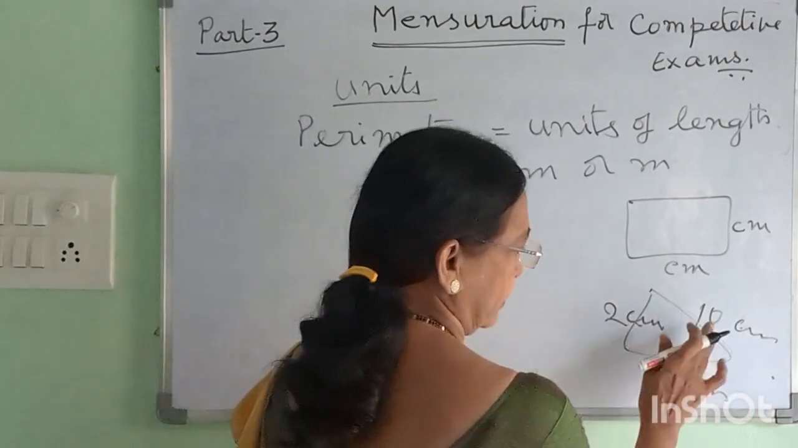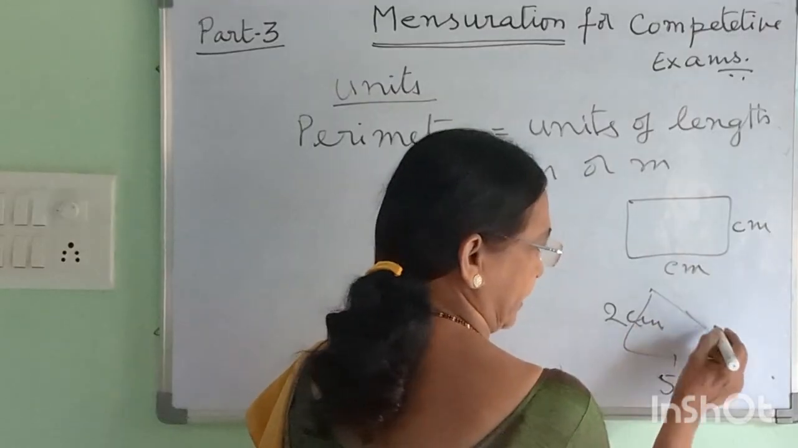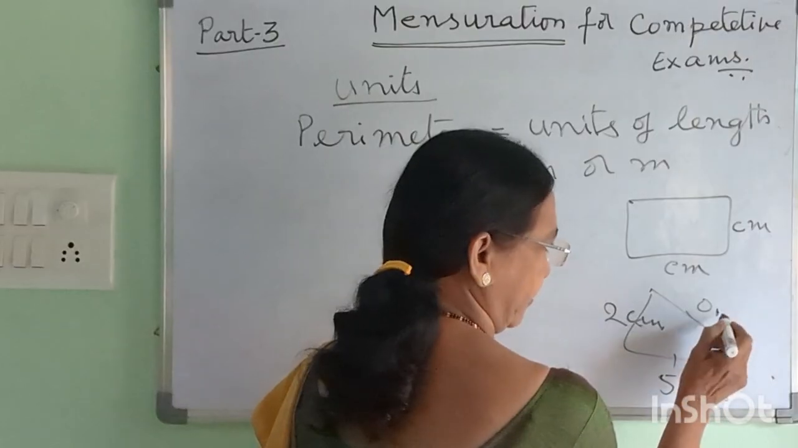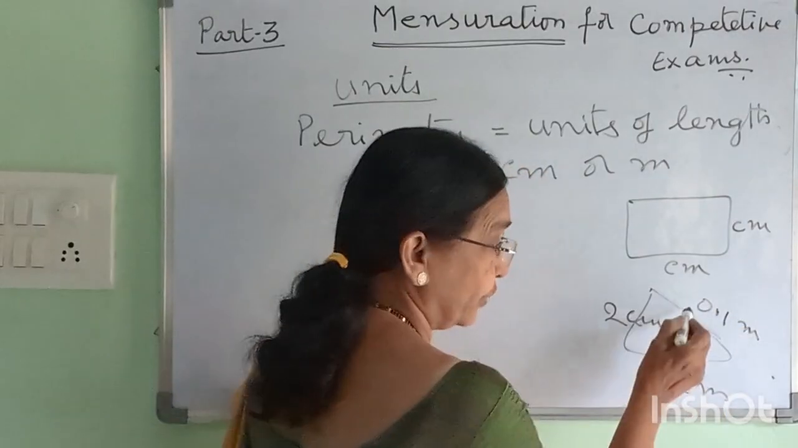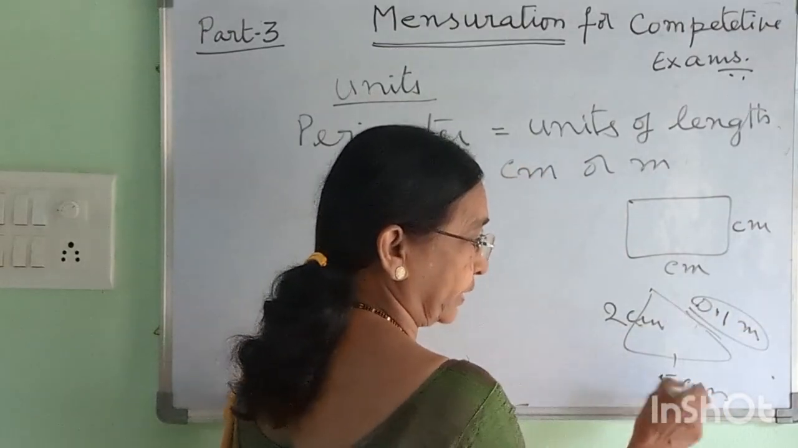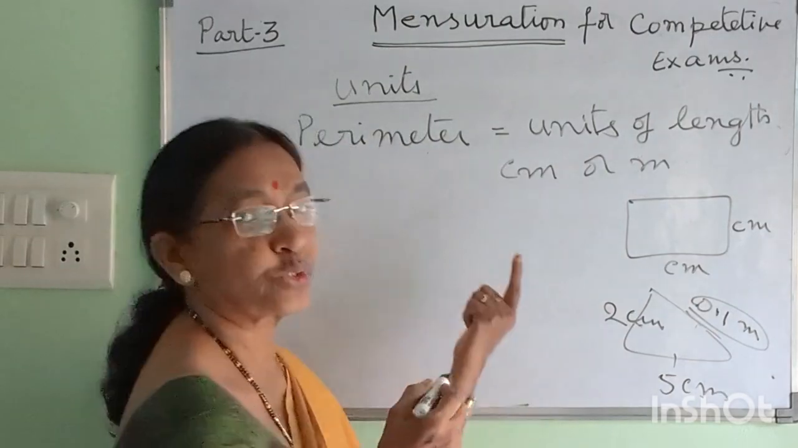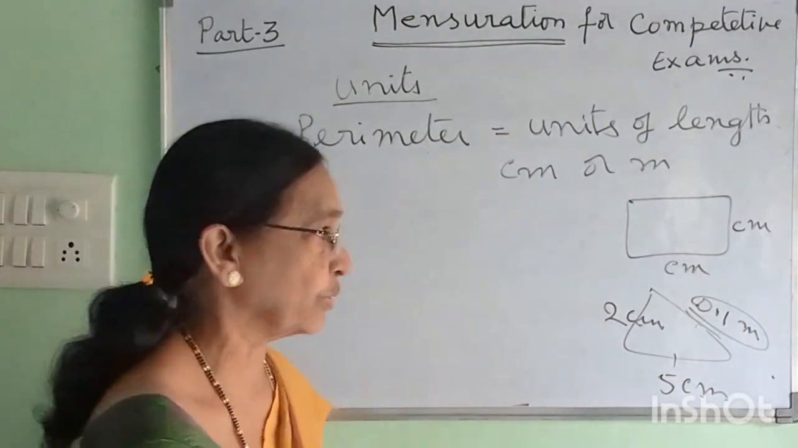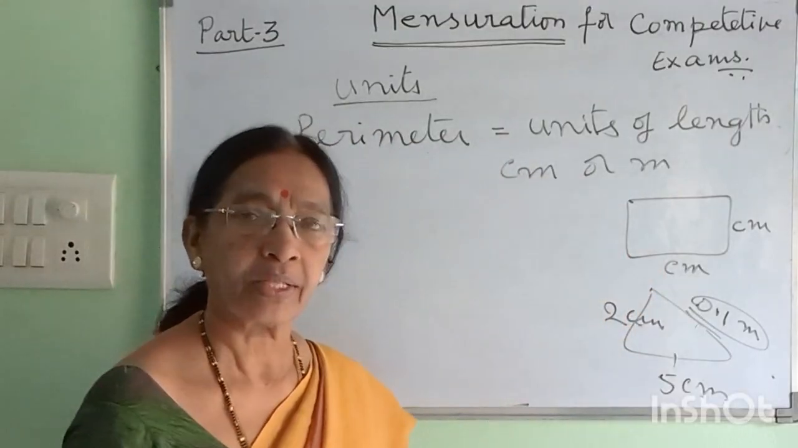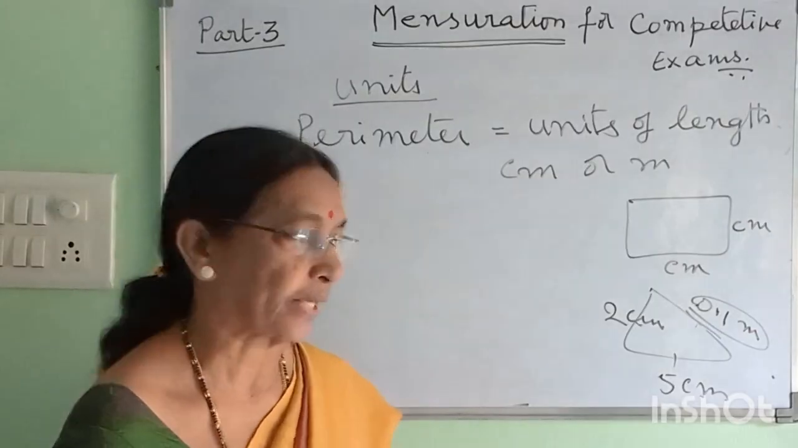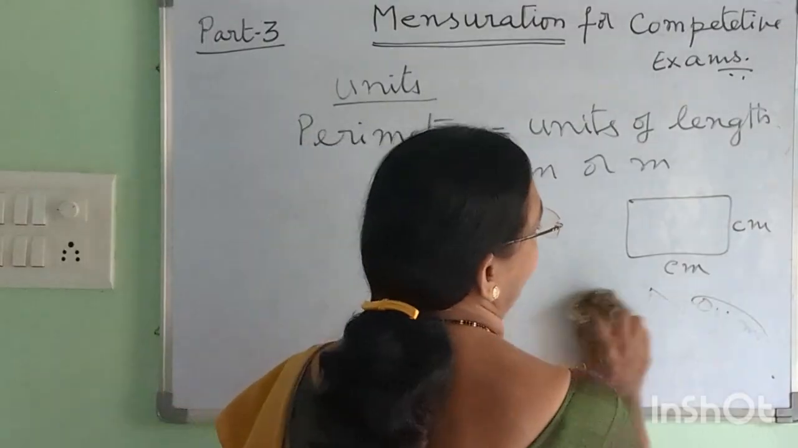the same units. Suppose it is given in meters, like this 0.1 meter, then we have to convert this into centimeter and substitute in the formula given. So that is the units. So units of a perimeter are the same as the units of length. Then units of area.